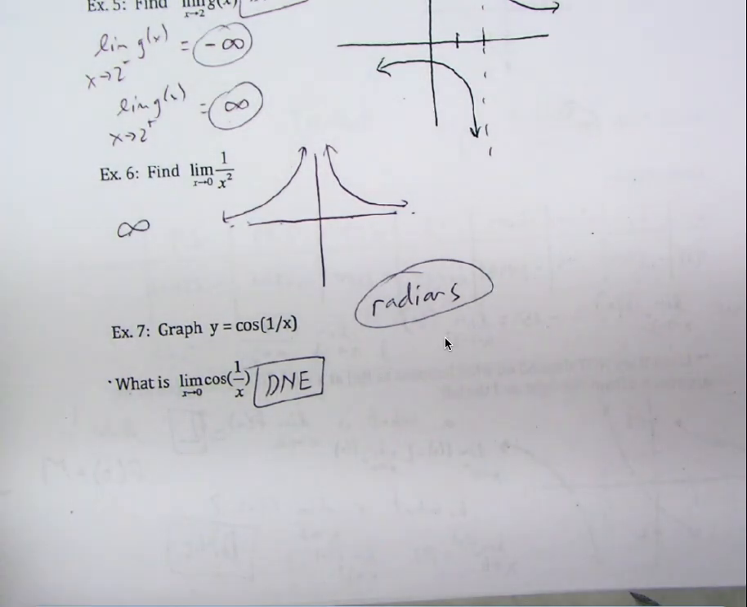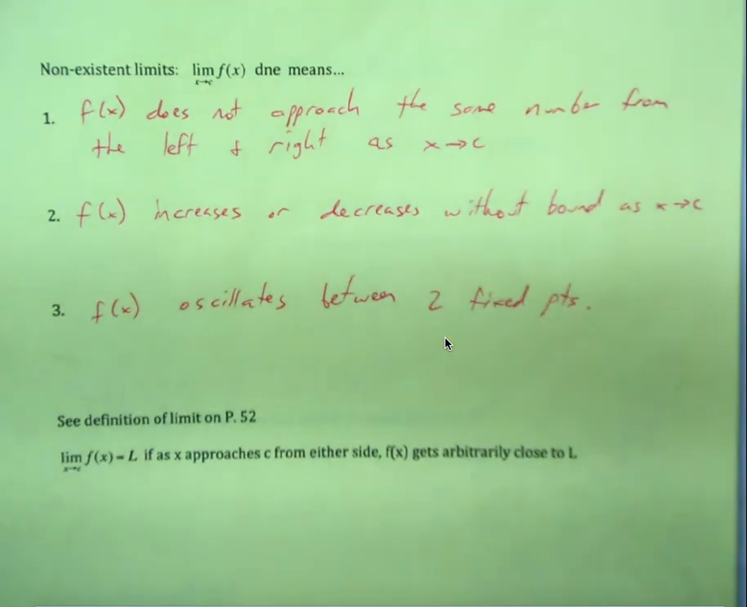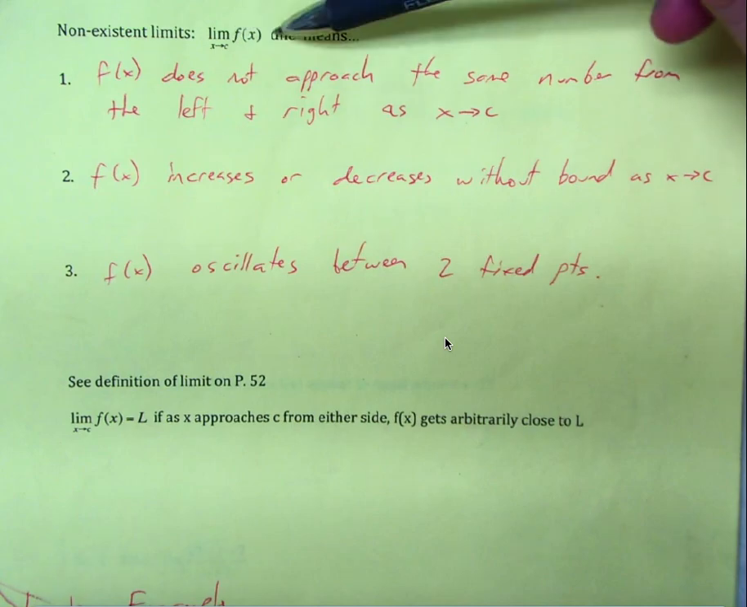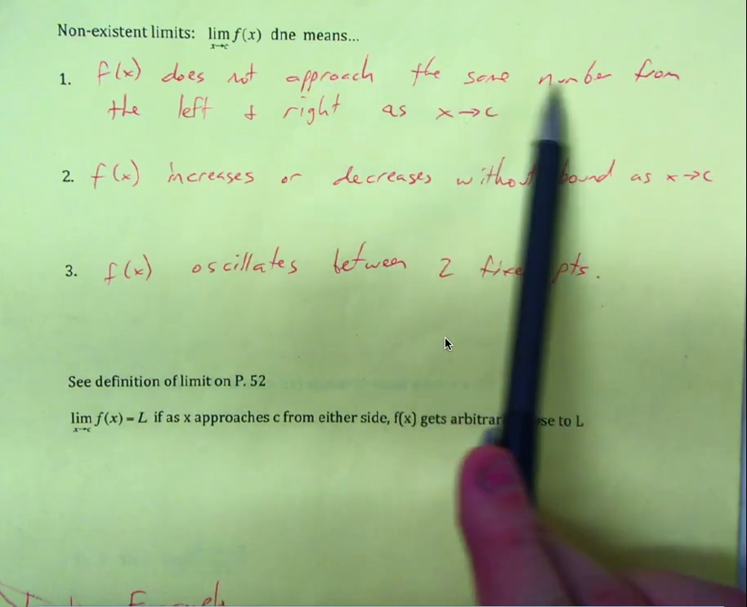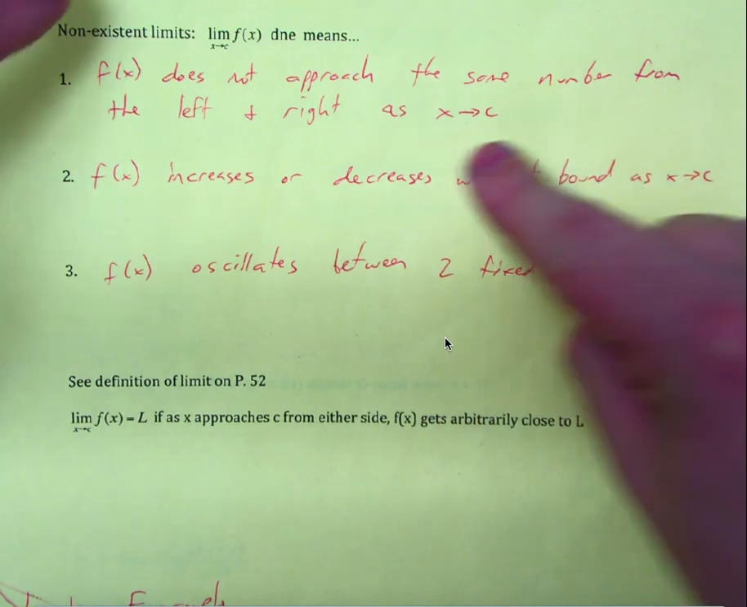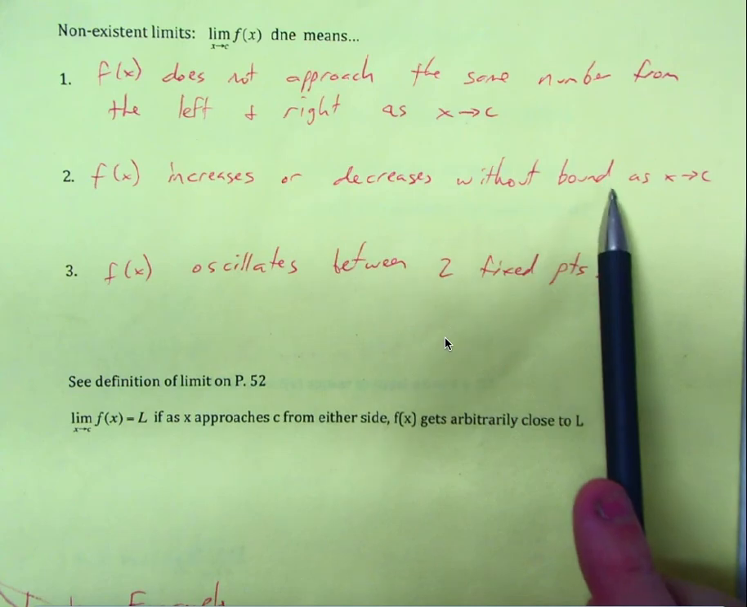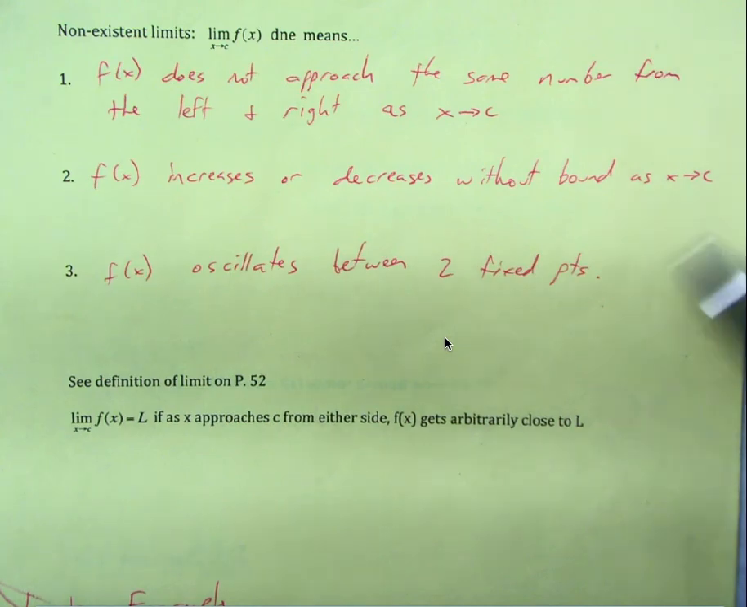Okay, so there are 3 times limits do not exist, and I'll have you jot down. When we say the limit of a function as x approaches c does not exist, one of 3 things could be happening. The function does not approach the same number from the left and right as x approaches c. That's where we do the finger test, and our fingers don't match up. Or the function increases or decreases without bound, so some sort of vertical asymptote going towards infinity or negative infinity. Or the function oscillates between two fixed points, like that last example.